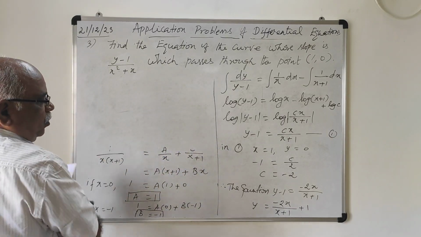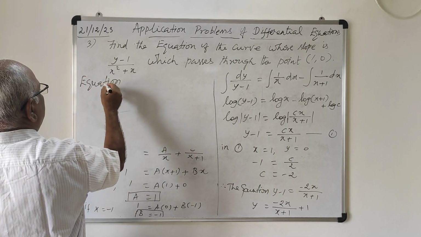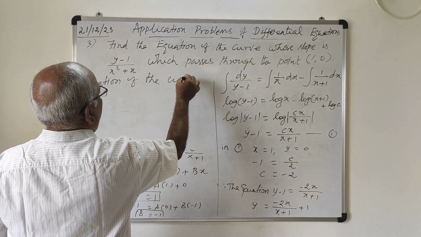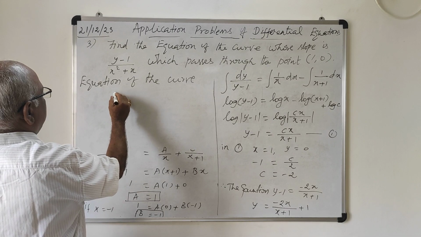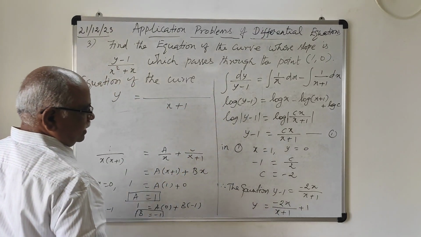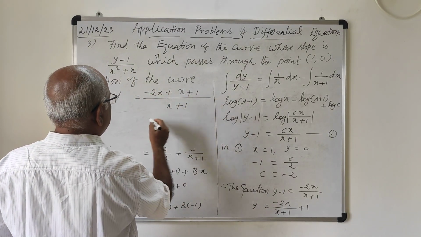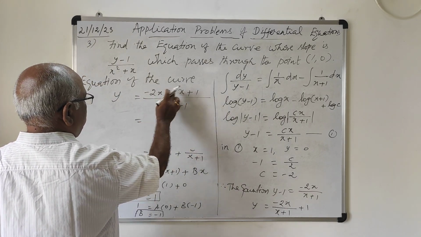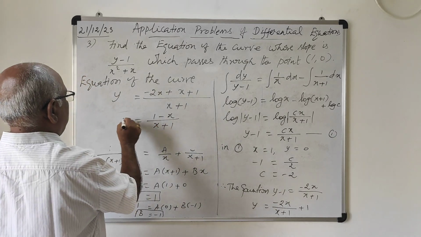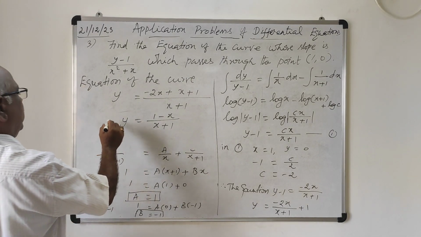Therefore the required equation of the curve is y equals, taking (x plus 1) as the common LCM on the right hand side, minus 2x plus 1 into (x plus 1), which is x plus 1, minus 2x plus x, that is 1 minus x, by (x plus 1). So y equals (1 minus x) by (x plus 1) is the required equation of the curve.